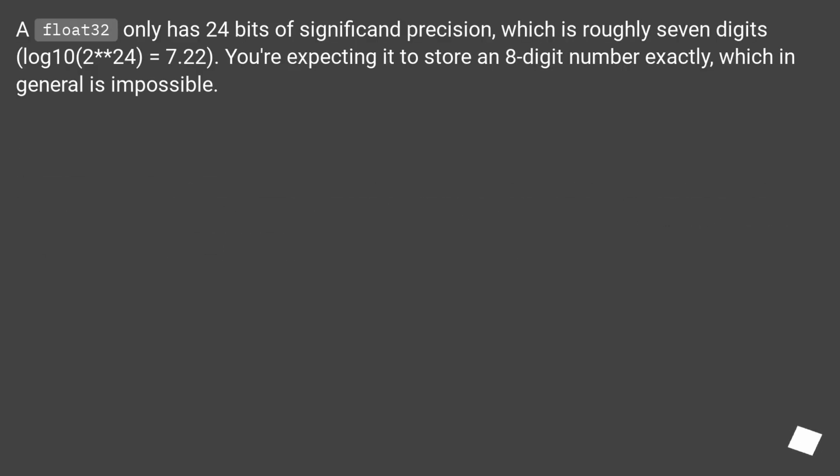A float32 only has 24 bits of significant precision, which is roughly 7 digits: log10 of 2^24 equals 7.22. You're expecting it to store an 8-digit number exactly, which in general is impossible.